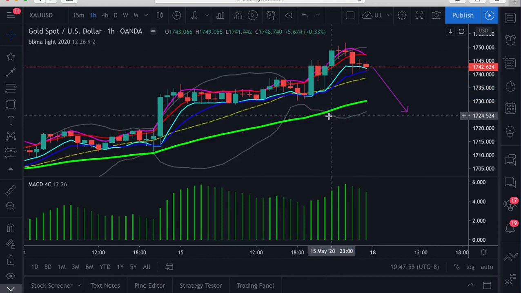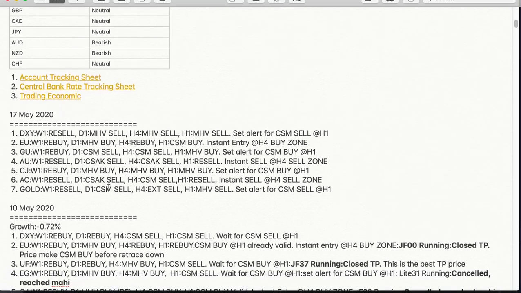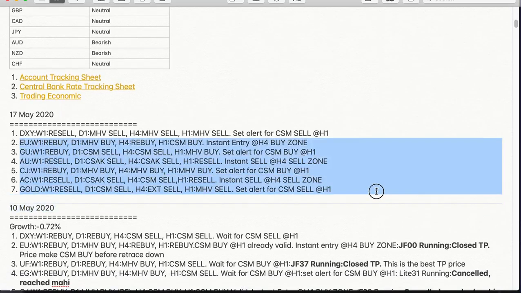So that's our analysis for this week. Let me recap again all the pairs that we're going to trade. We're going to trade 6 pairs including gold. So EU we're going to buy, GU we're going to buy, but we need to set alert. AUD USD we can instant sell. CAD JPY we're going to buy, but we need to wait for alert. AUD CAD we're going to instant sell, and gold we're going to sell, but we need to set alert as well. So that's it for this week.